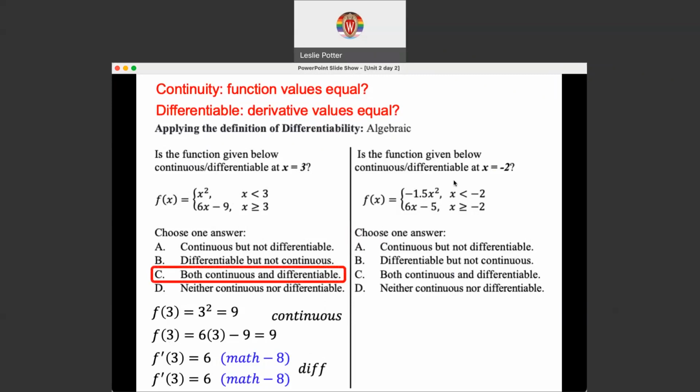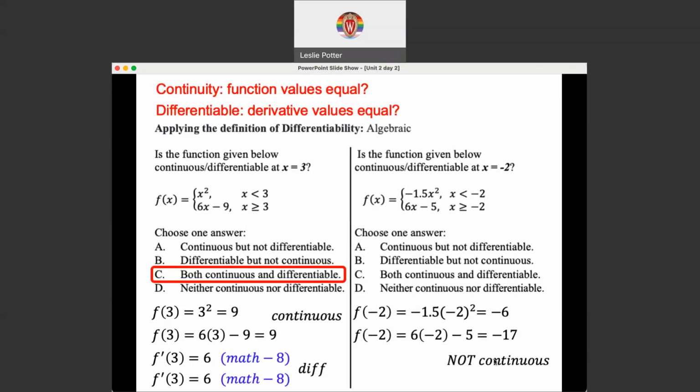Same thing. Notice again, is it continuous and differentiable at x equals -2? It's piecewise. They're always going to ask you about the problem spot, right, where it switches from one function to the next. So we're going to go through the same routine. Let's check continuity. Let's stick in -2 here. Remember, when you square a negative, it's positive. So -2 squared is 4 times a -1.5 is -6. And now I'm going to put a -2 here. 6 times -2 minus 5 is -17.